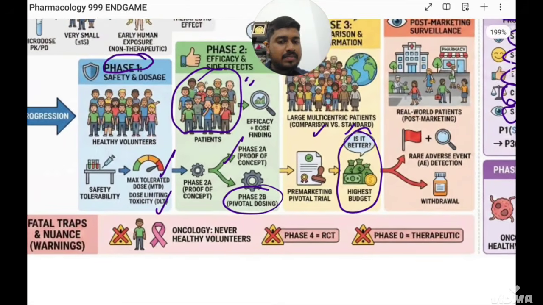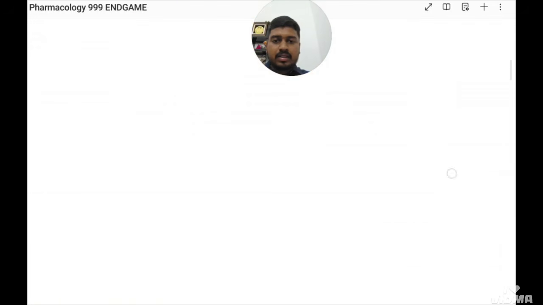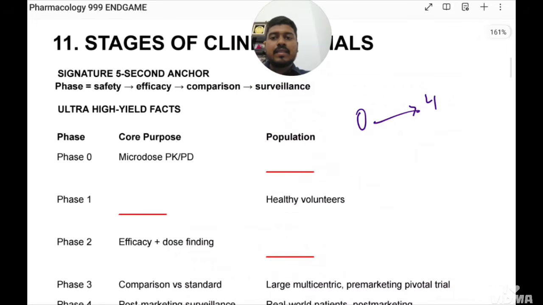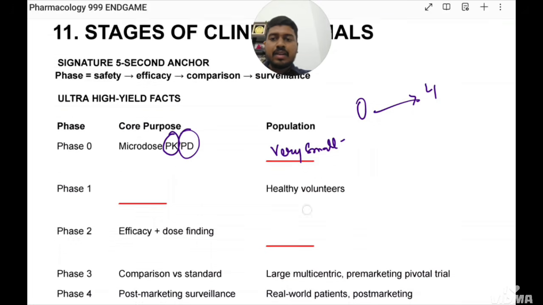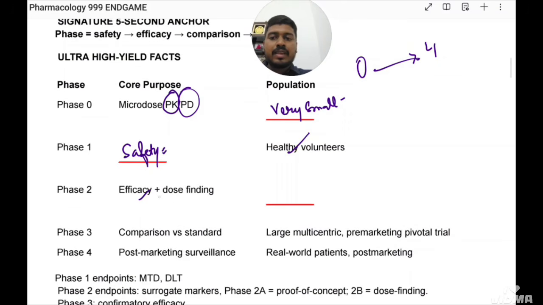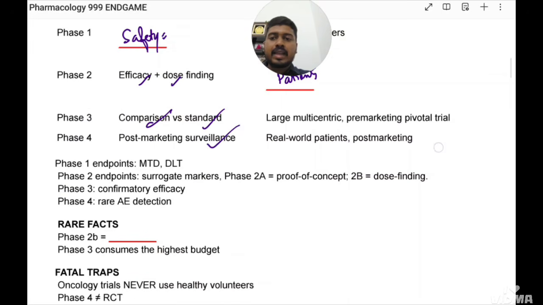Okay, that's it. So we'll go to the question answer session, okay. So microdosing, that is we see pharmacokinetics and pharmacodynamics, and for this we use a very small population. Phase 1 is what? To find the safety of the drug, okay. We use healthy volunteers. In phase 2 we see efficacy and we see dose finding, and here we use patients, okay. Phase 3 is all about comparison and standard, and phase 4 is about post marketing surveillance.